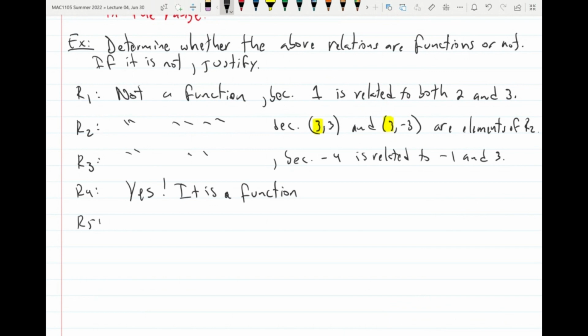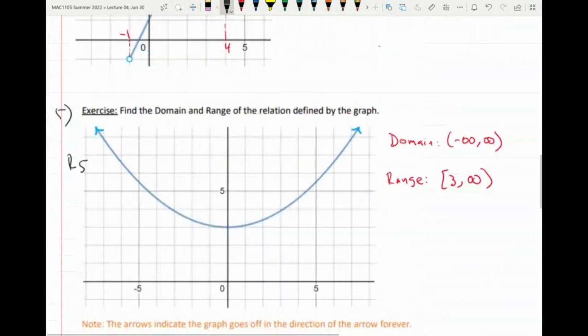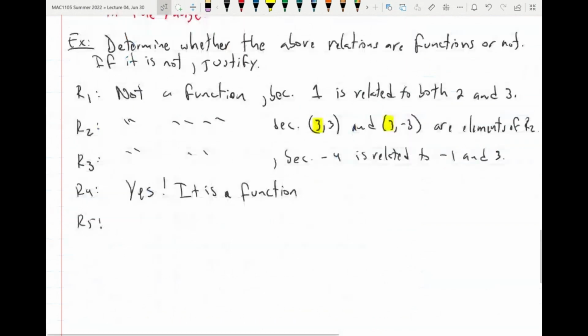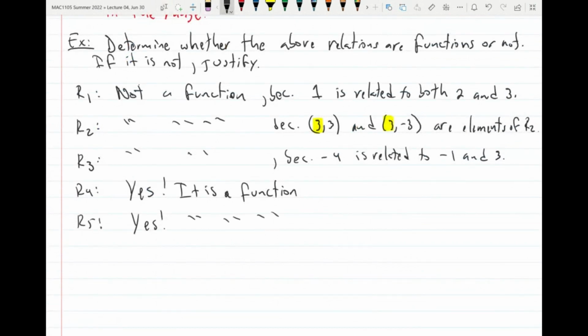It is a function. And how about relation number 5? Is this a function? Yes, it is a function. Once again, no matter what vertical line you draw, it will only cross at one point. There is no x that has multiple y's. So yes, it is a function.